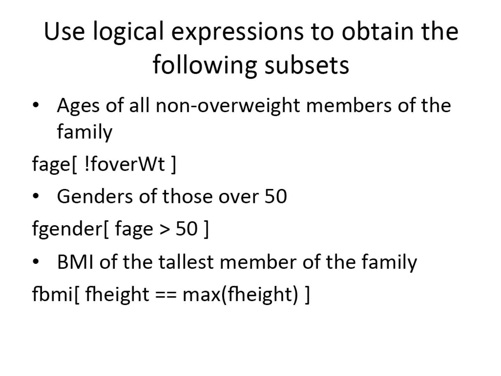Okay, so we can actually do a lot more with logical expressions. So here, take all the ages of people who are not overweight. Get all the genders of all people who are aged over 50. Give me the BMI of the tallest member of the family. So I'm going to hit the BMI vector with one value. It's going to be an index value from F height that's the max of F height. Okay, pretty slick, I think. So we're already getting into some pretty nice ways to use R.